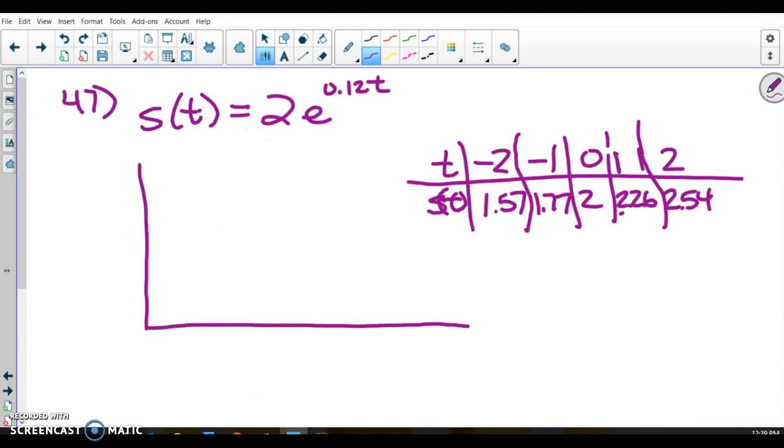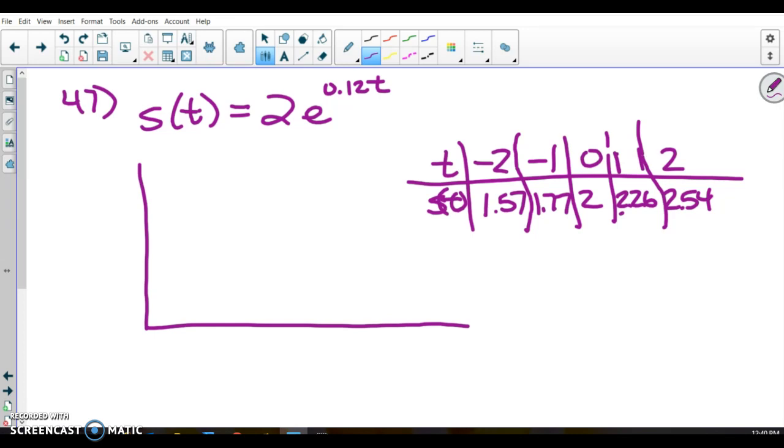So in looking at problem 47, the directions ask us to use a graphing utility to construct a table of values for the function and then sketch the graph of the function, identify any asymptotes of the graph. Our function s of t equaling 2 times natural base e to the 0.12t. We're going to look at that more closely here in the next section.